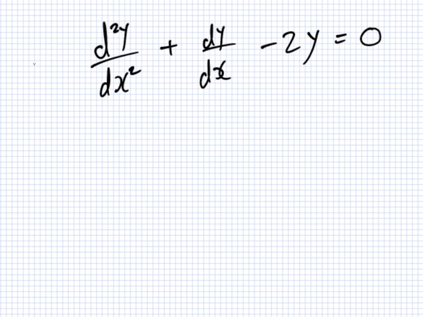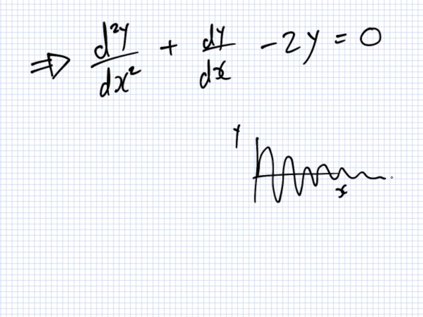Because this equation here, believe it or not, represents the motion, or could represent the motion, of a harmonic oscillator that's damped. So if this is y and this is x, you could get a solution like this. And you can get other solutions too, but this is one of the possible solutions. In fact, there are many solutions you can get.